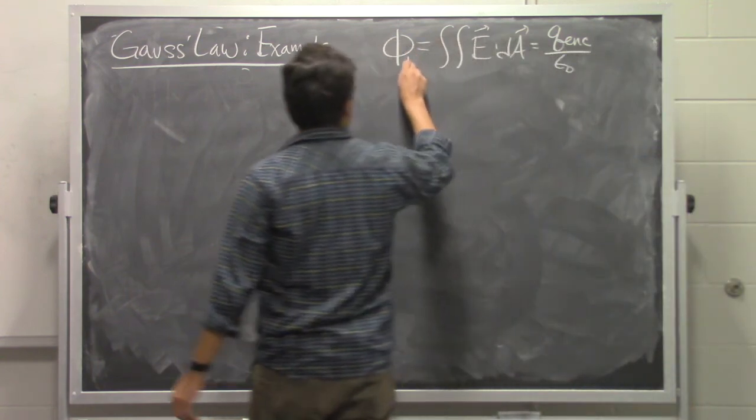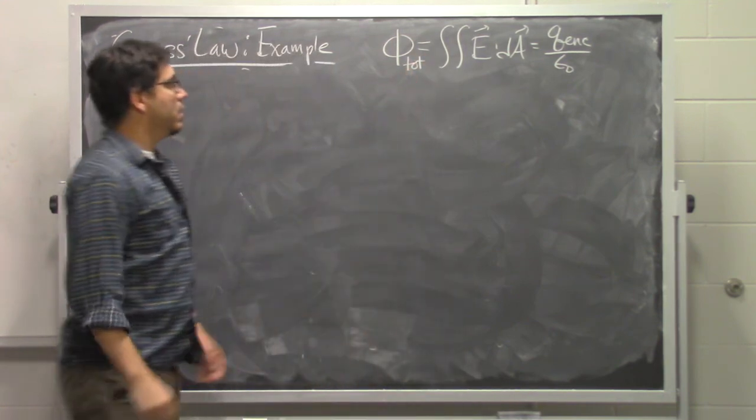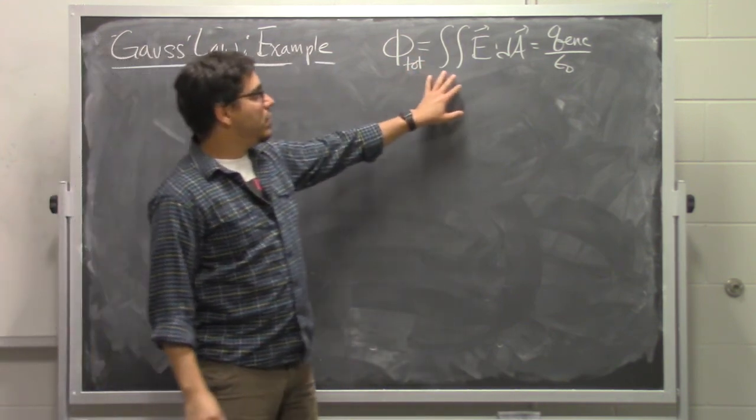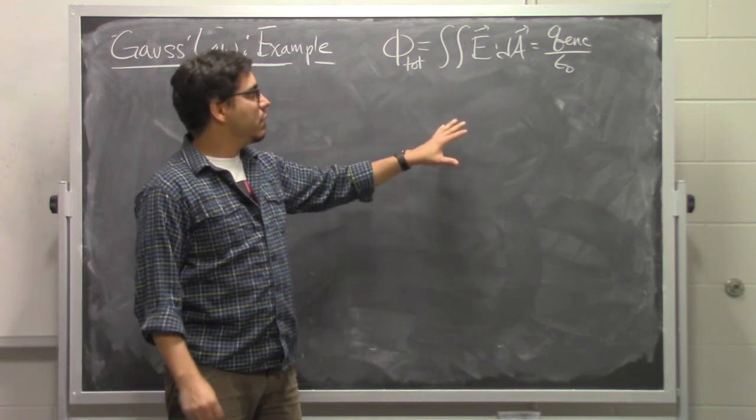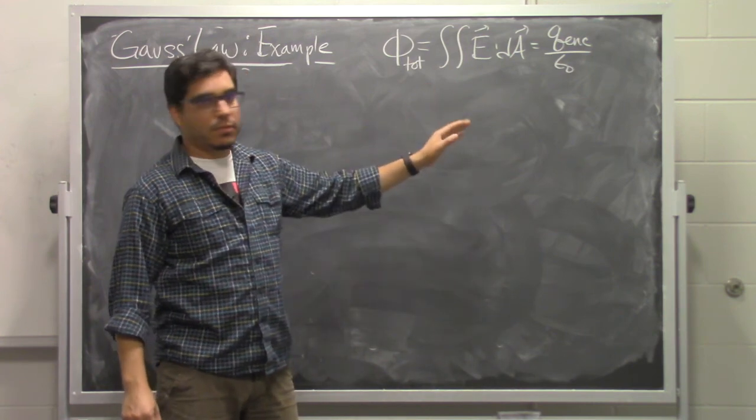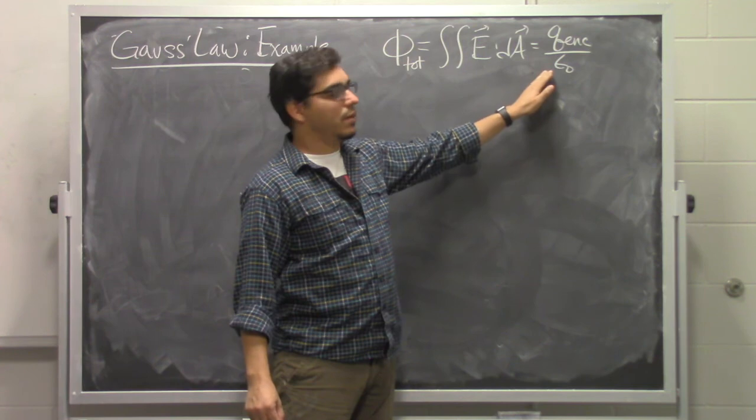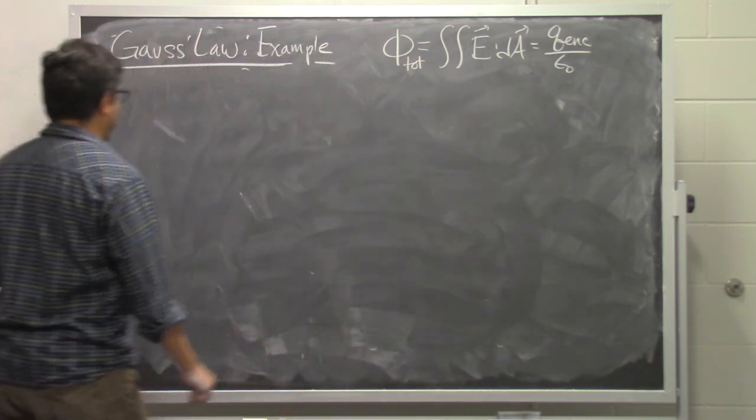The first thing we're going to start with is the idea of the total electric flux, which is the integral over an enclosed surface of the electric field. And we found that that was equal to the total enclosed charge divided by epsilon 0. So we're going to do that with an example.